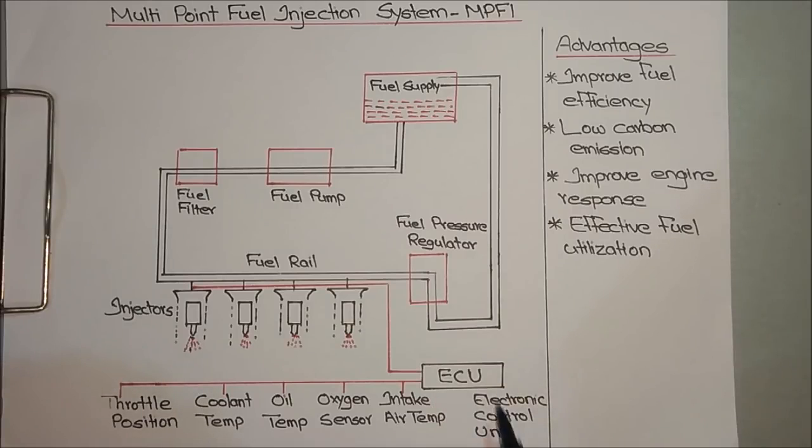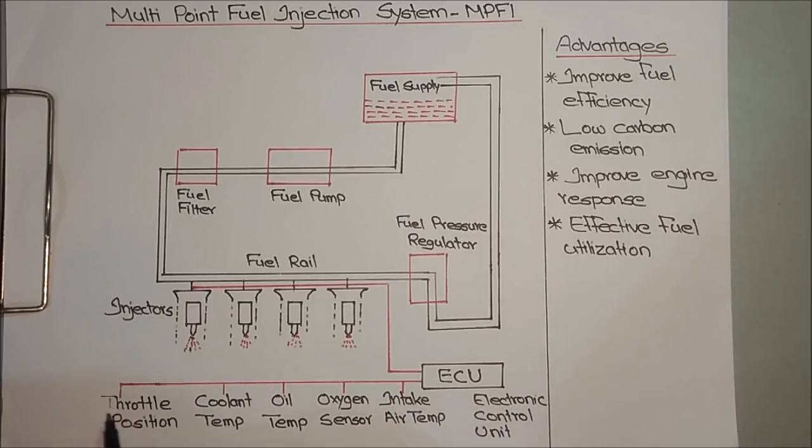Specifically, there will be an ECU. ECU means electronic control unit. The electronic control unit is a miniature form of a computer. It can sense different parameters like throttle position, coolant temperature, oil temperature, oxygen sensors, and intake air temperature. Everything can be measured by the ECU using different sensors.